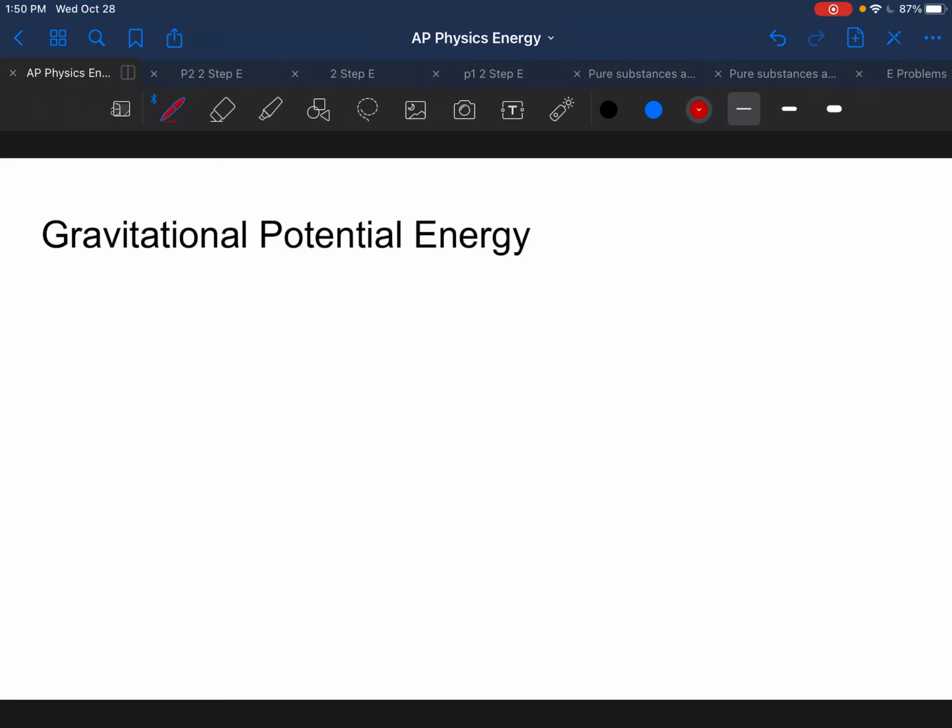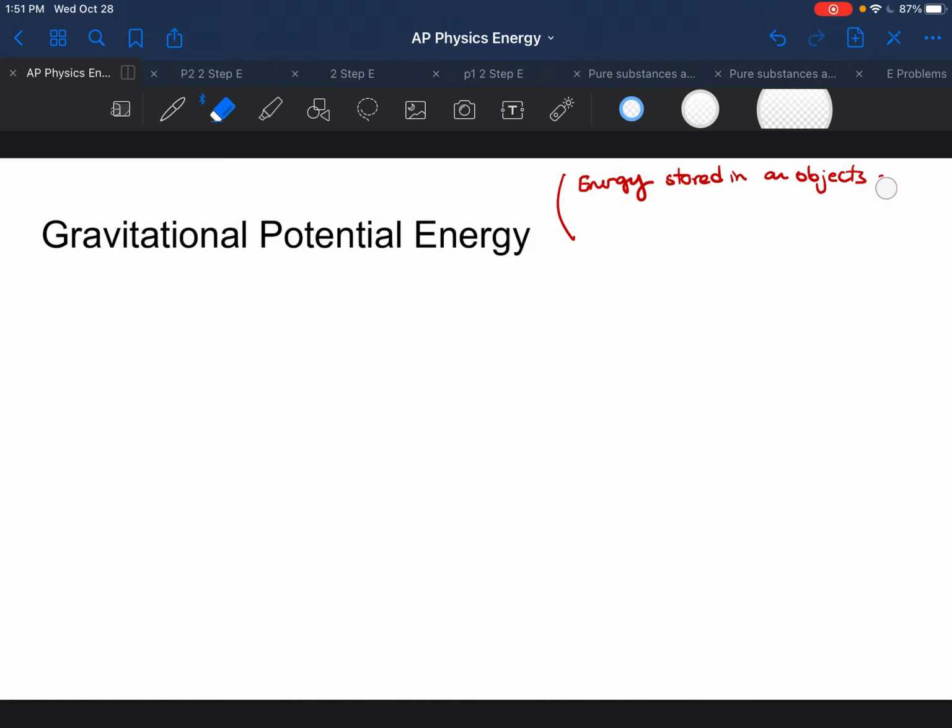So we know that gravitational potential energy is the energy stored in an object's position, or I guess actually vertical position within a gravity field.